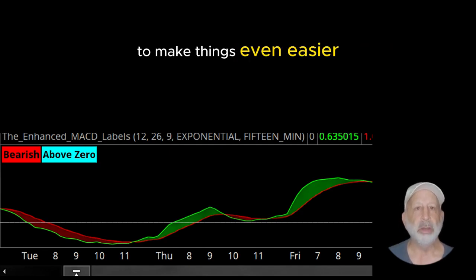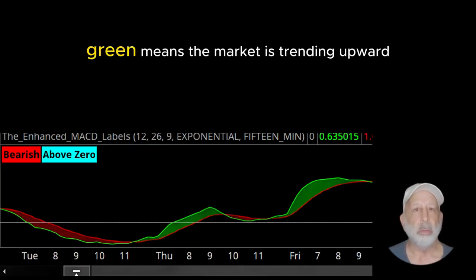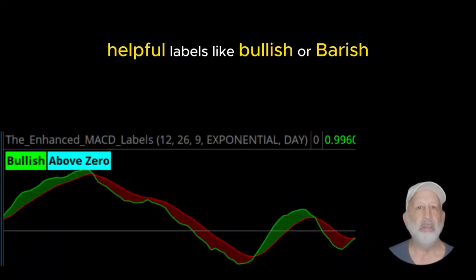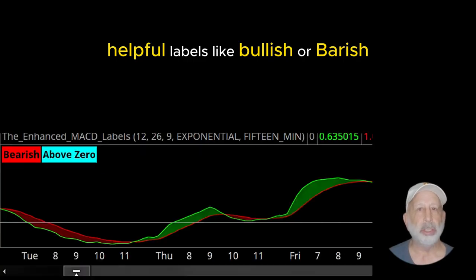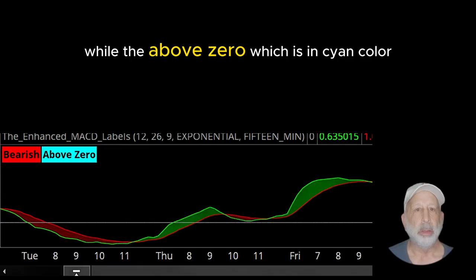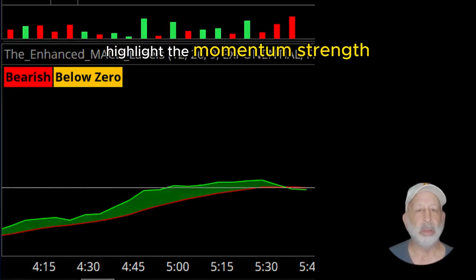To make things even easier, the area between the lines is shaded. Green means the market is trending upward. Red indicates the market is moving downward. Helpful labels like bullish or bearish show you the trend at a glance, while the above zero, which is in cyan color, and below zero, which is orange, highlight the momentum strength.